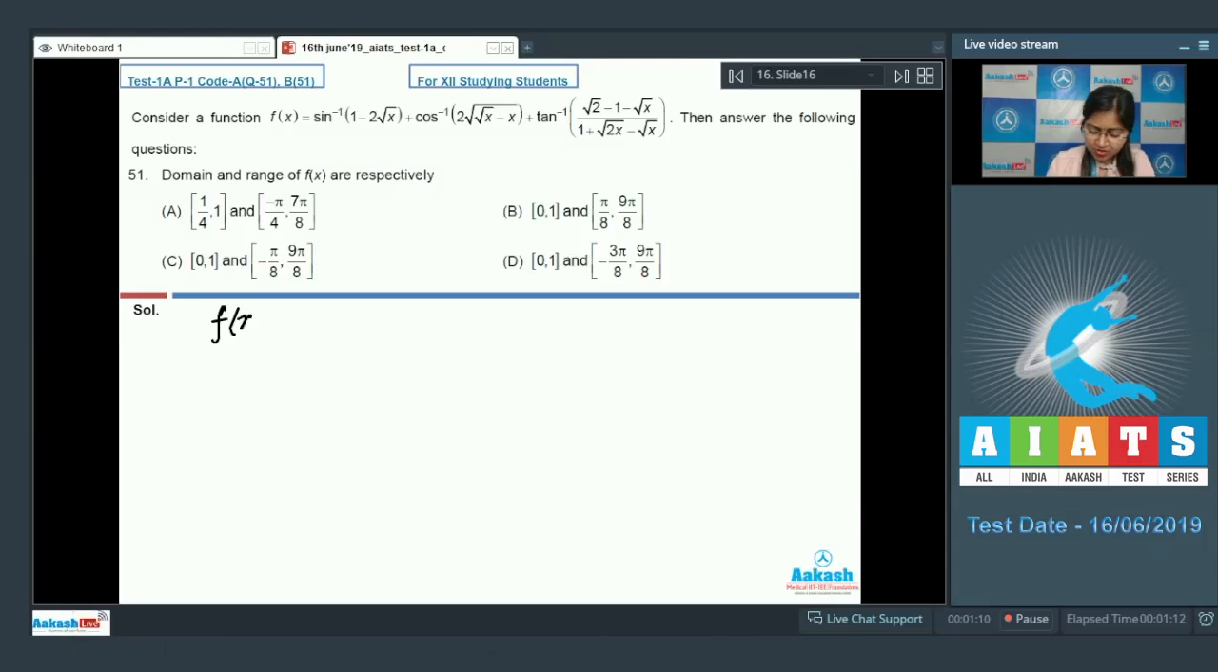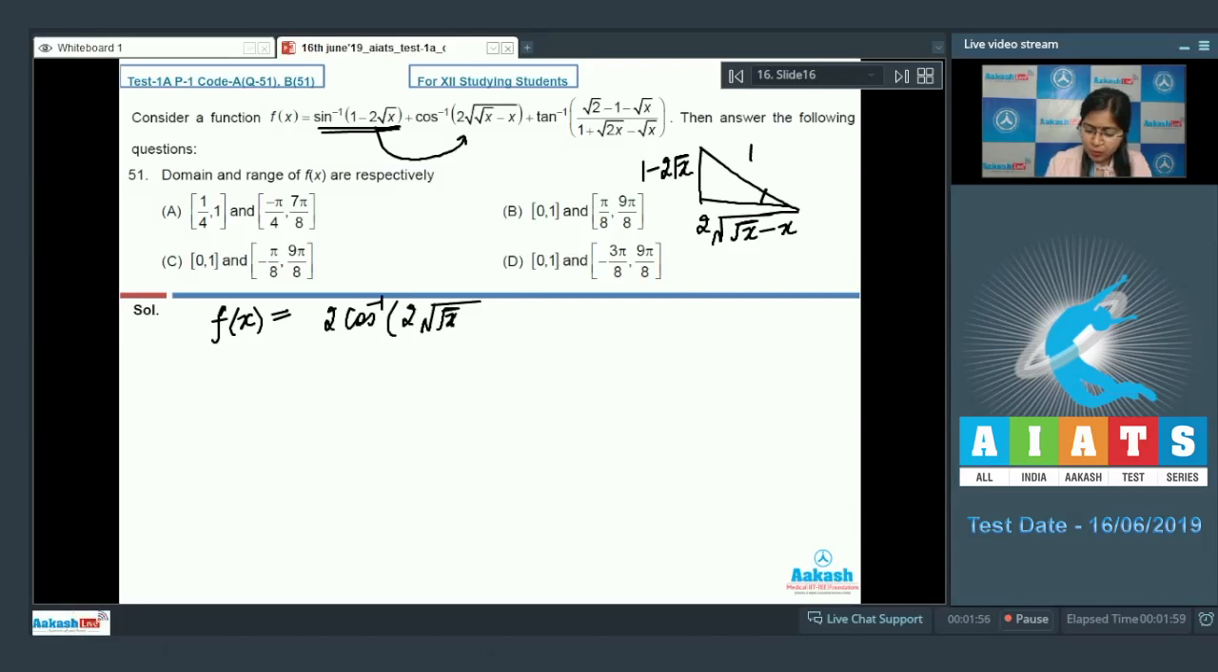Let's firstly rewrite the function f(x). It can be seen that sin inverse(1 minus 2 root x) can be converted into cos inverse of this thing. If we form a right angle triangle, taking this angle, with 1 minus 2 root x as one side and hypotenuse 1, then when you solve it, the other side will be 2 times under root of (root x minus x). So this value can be written as cos inverse of 2 times root of (root x minus x), so it is equal to 2 times cos inverse of 2 times under root of (root x minus x).